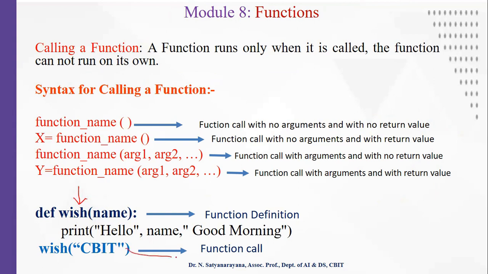You can see the string as a parameter. So name is assigned with the string. This is a function call. The function call will be linked to the function definition, in the sense that when a function call is encountered, the control or the flow of execution will be switched over from the function call to the function definition.